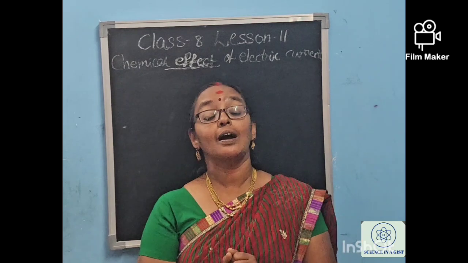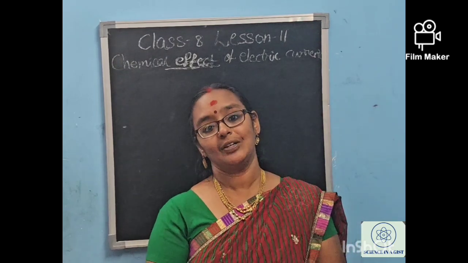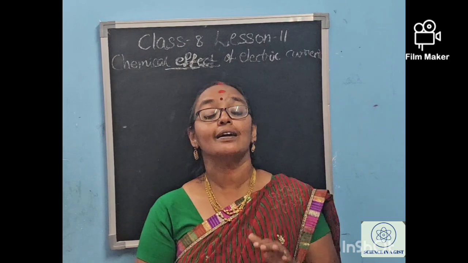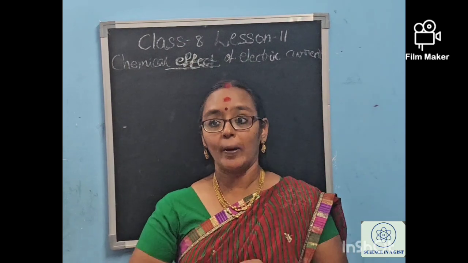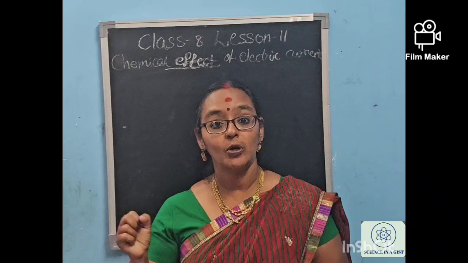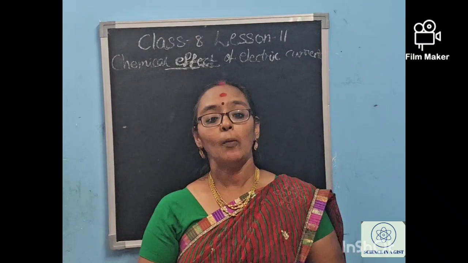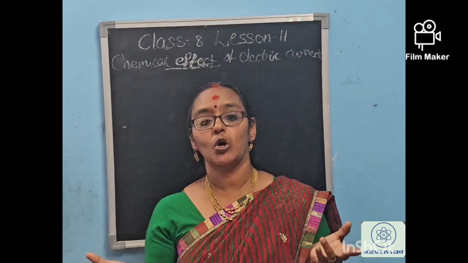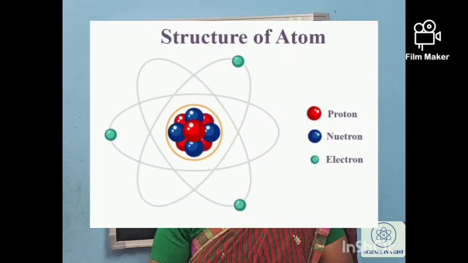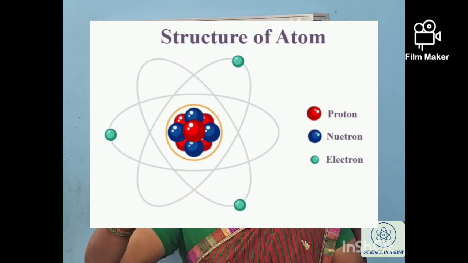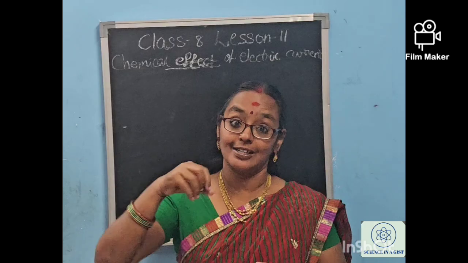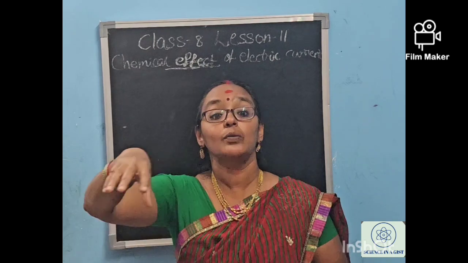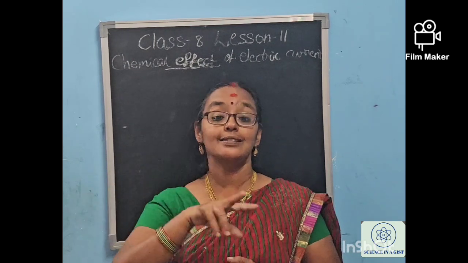So how are the conductors conducting electricity? When we are thinking of it, we should go to the atom structure. What is the structure of an atom? Atom consists of protons, neutrons and electrons. Protons and neutrons are at the center, and we call it the nucleus. And the electrons revolve around the nucleus in a circular path.